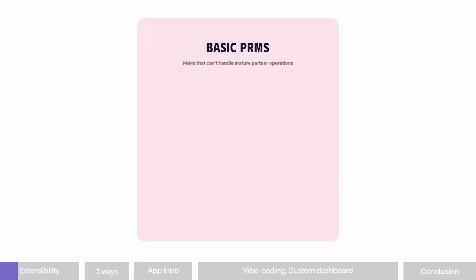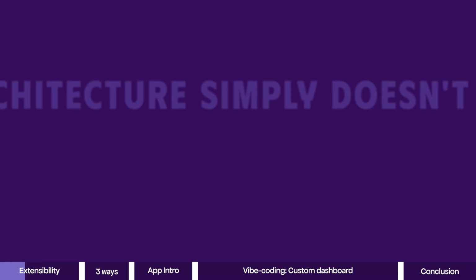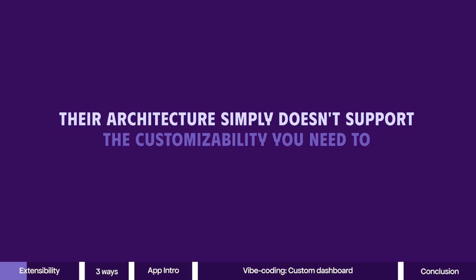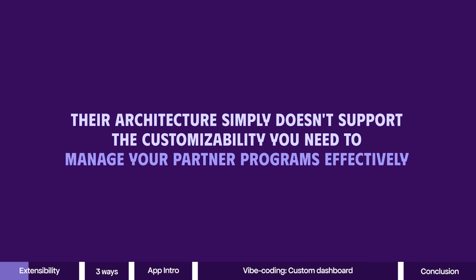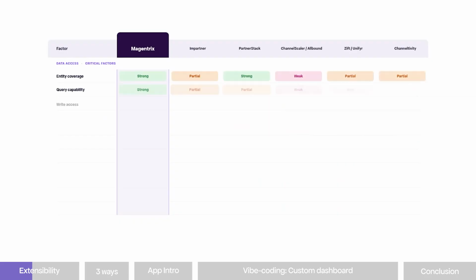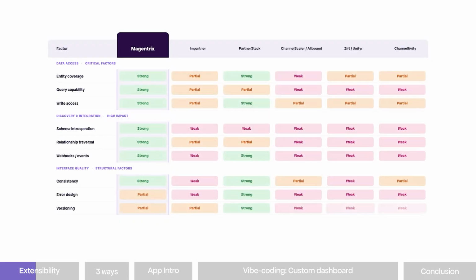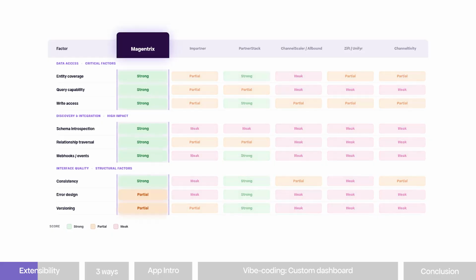Most of the PRMs in this category are what we call basic PRMs, SaaS-based models with fixed out-of-the-box features and no enterprise-grade capability for partner operations. Their architecture simply doesn't support the customizability you'll need to manage your partner programs efficiently. Think PartnerStack, Channel Scaler, Zift, Channeltivity, MindMatrix, Zenfi, 360 Ecosystems.